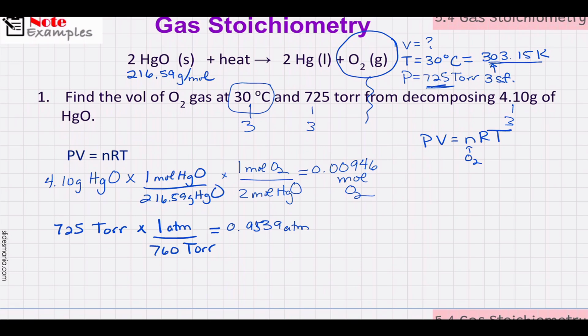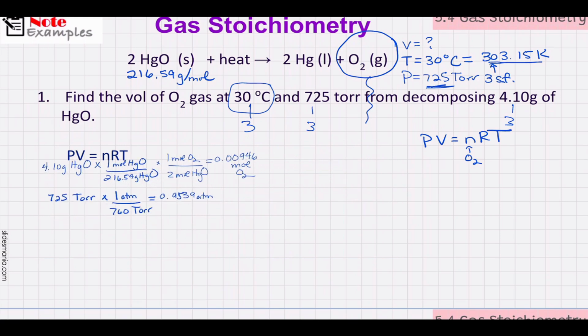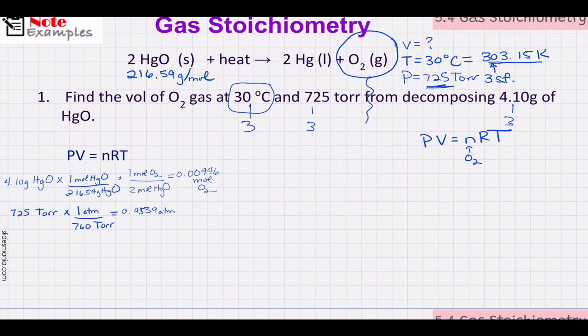Now I'm finally ready to use PV equals nRT. I'm going to move this stuff, make this a little smaller. This was kind of all my side work, but I do want to show this work. But now I'm going to plug into the formula. So I know my pressure is 0.9539, the whole number, ATM. Volume is my X. My moles, again, I'm going to put the whole number in.